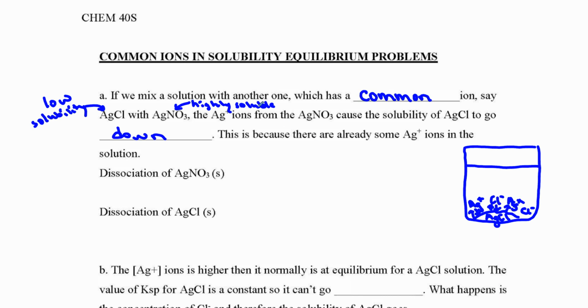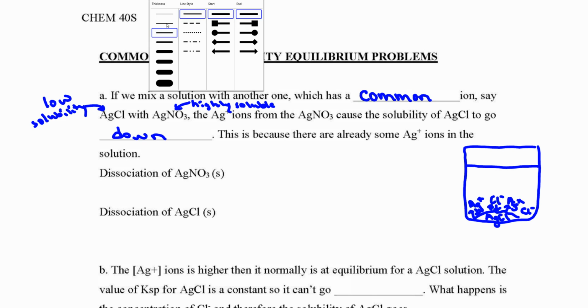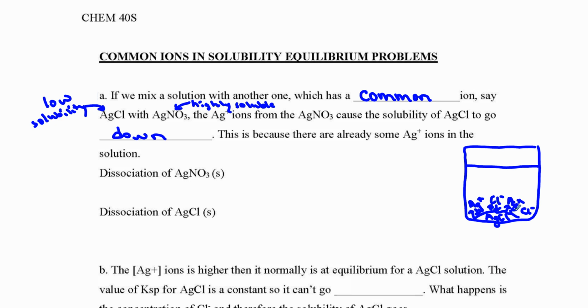Now, I wonder if I can fix this so it's a little bit easier. Try a different sized line so it's less ugly to look at. Still pretty ugly, but oh well. Okay, so this is what's going on. Not much is dissolving, but you get a little bit of dissociation, and then you get an equilibrium point reached.